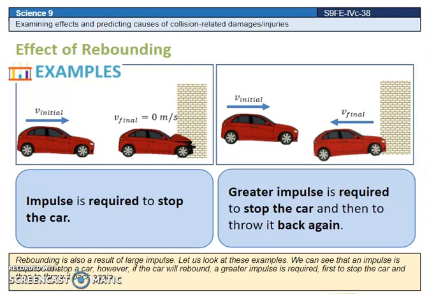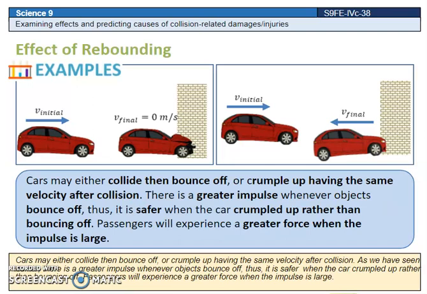We can see that an impulse is required to stop the car. However, if the car will rebound, a greater impulse is required, first to stop the car, and then to throw it back again. Cars may either collide then bounce off, or crumple up, having the same velocity after collision. As we have seen earlier, there is a greater impulse whenever objects bounce off. Thus, it is safer when the car crumples up rather than bouncing off. Passengers will experience a greater force when the impulse is large.